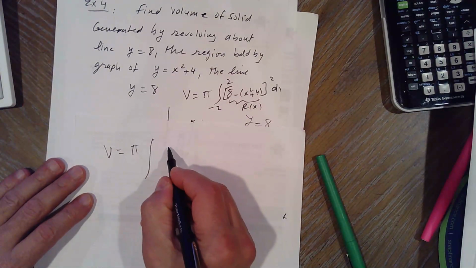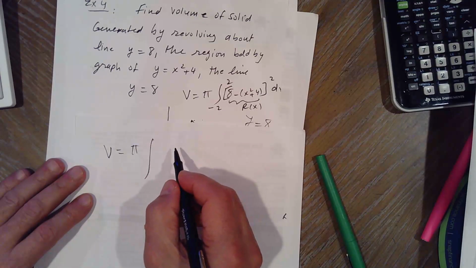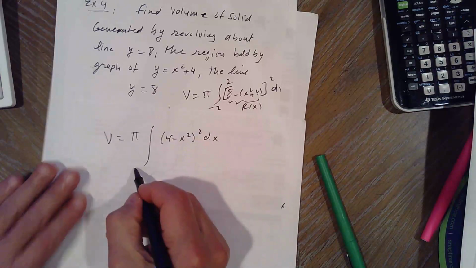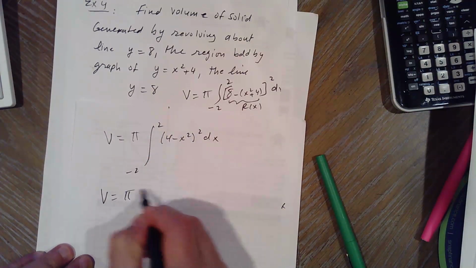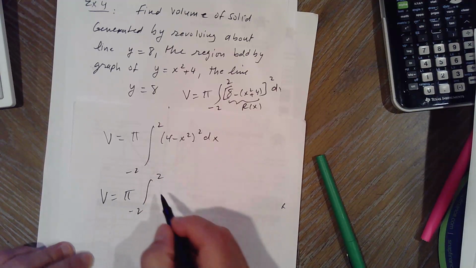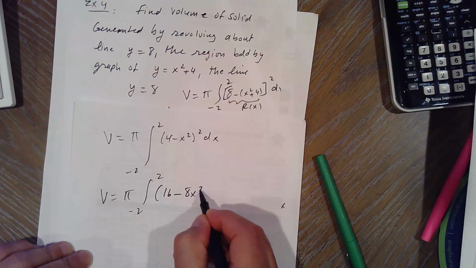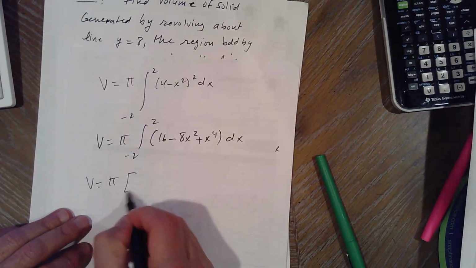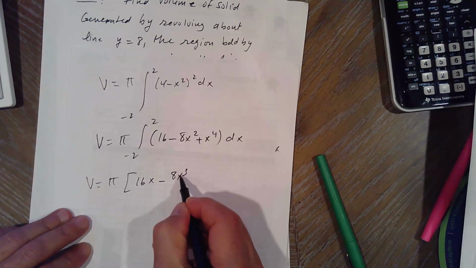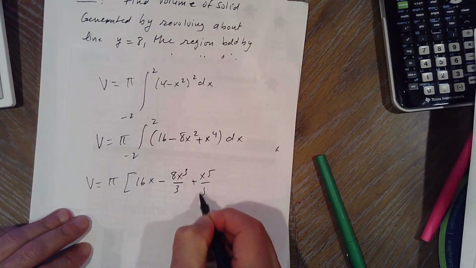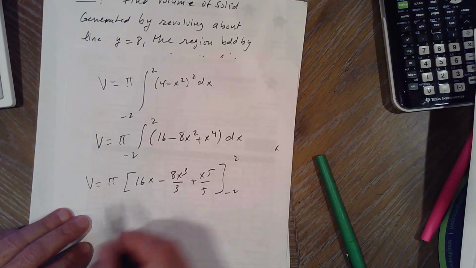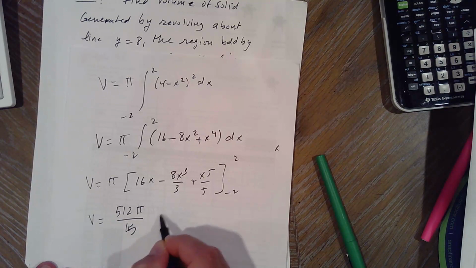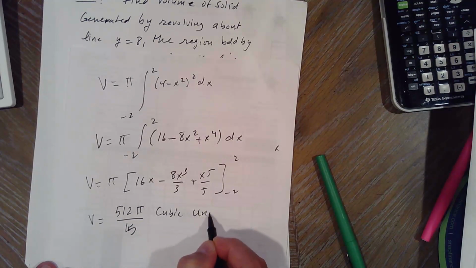So pi, 8 minus x squared minus 4, so it's 4 minus x squared, squared, dx from -2 to 2. And if you square this, you get 16 minus 8x squared plus x to the 4th dx. So you get 16x minus 8x cubed over 3 plus x to the 5th over 5, between -2 and 2. You plug the numbers in, and you're going to get 512 pi over 15 cubic units.